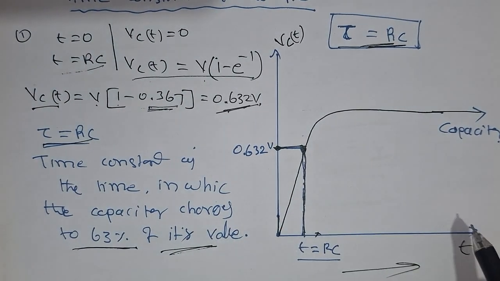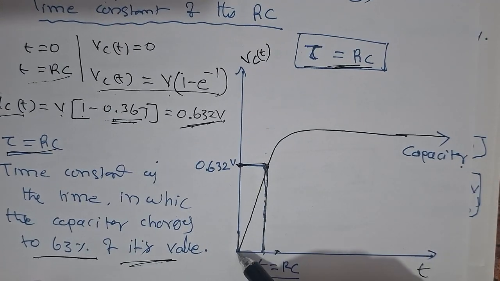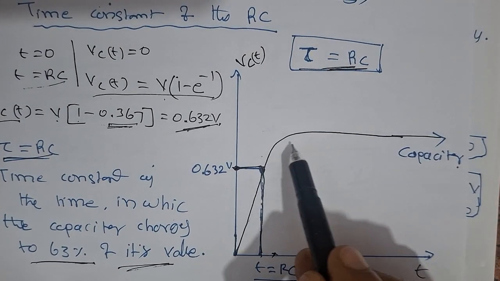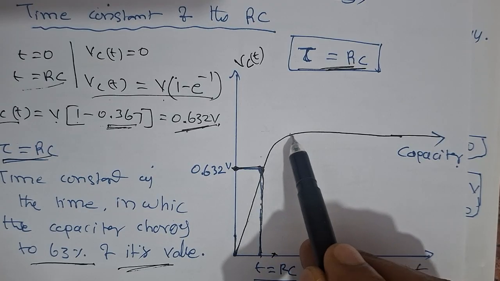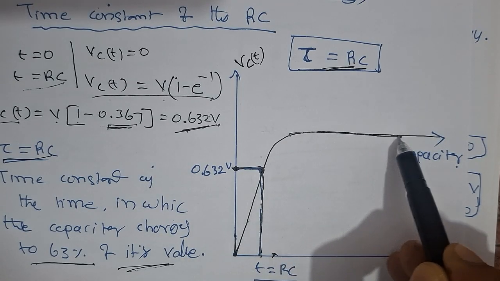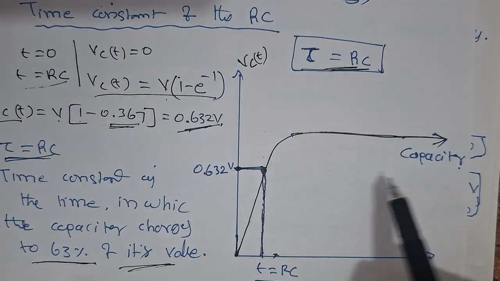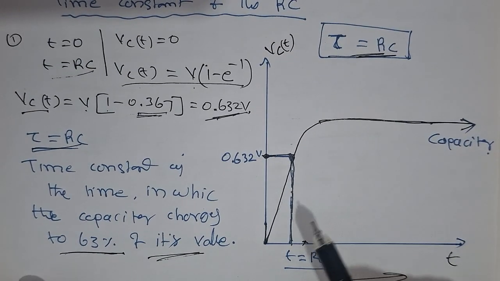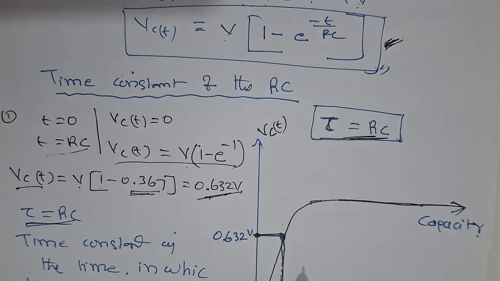So this is the capacitor charging, and after some time, at t equal to infinity, the voltage remains constant at the input voltage. This is the graph of the time constant of the RC circuit.